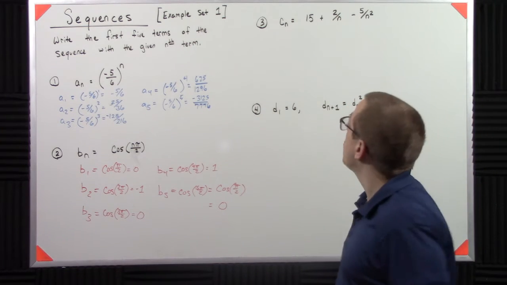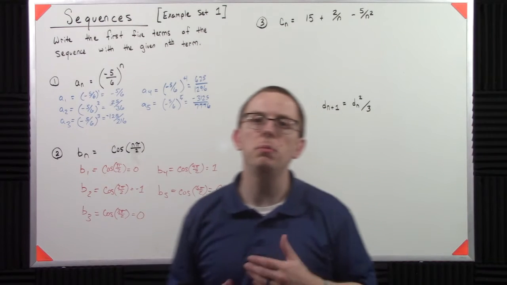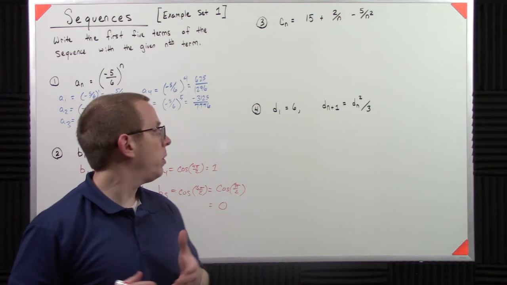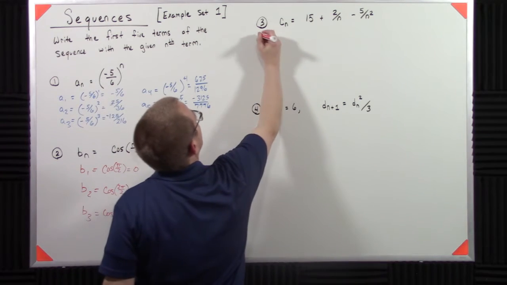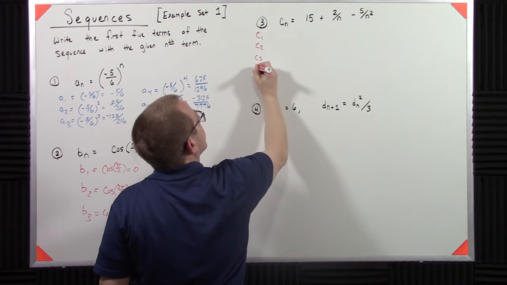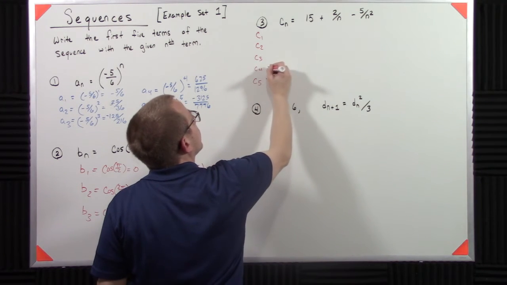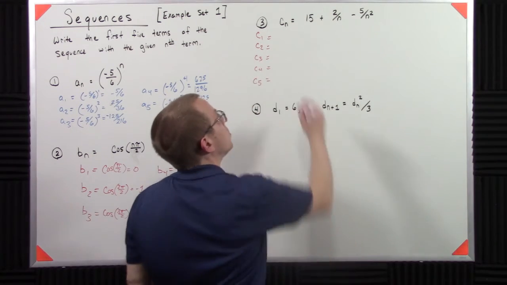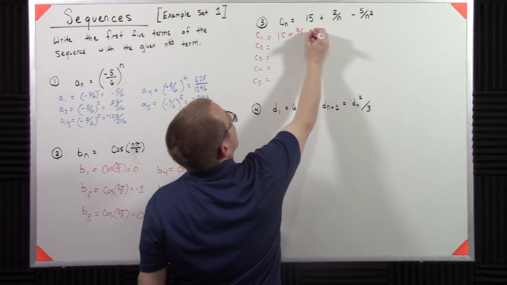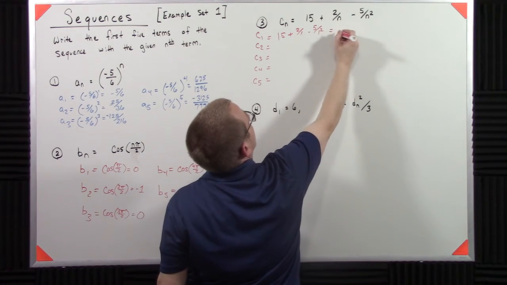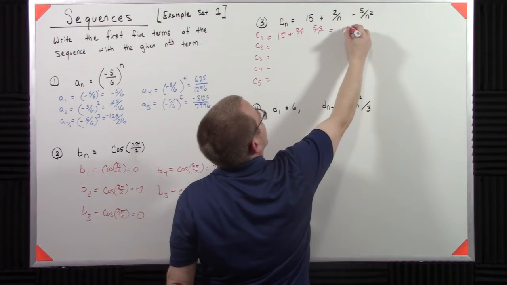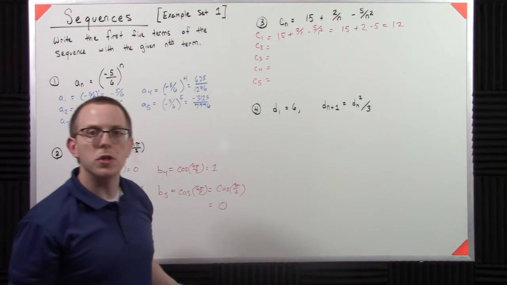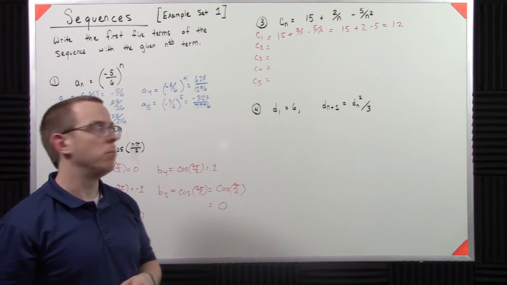Alright, so let's keep on going. I have c_n is 15 plus 2 over n minus 5 over n squared. This is done the exact same way, so we don't have to really overthink it. So in the first term, I plug in 1 for each of those. So that reduces to 12. Hopefully that arithmetic isn't bothersome.